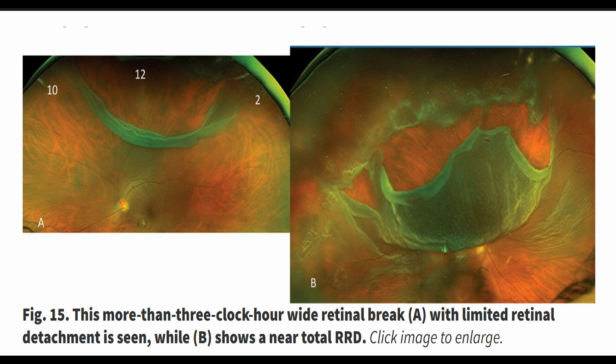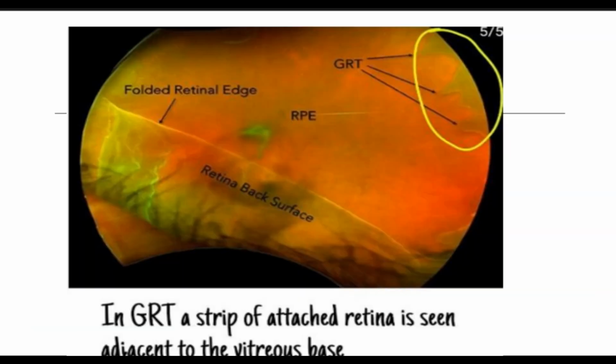Again, you can see some examples of giant retinal tear. You can see this tear is actually involving more than 3 clock hours, and anteriorly there is still a strip of normal retina which is attached, and this is an area of giant retinal tear. This is the posterior flap. The posterior flap will not have any vitreous attached to it, and therefore it can fold on itself.